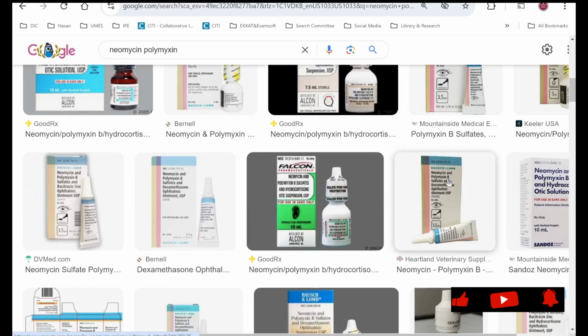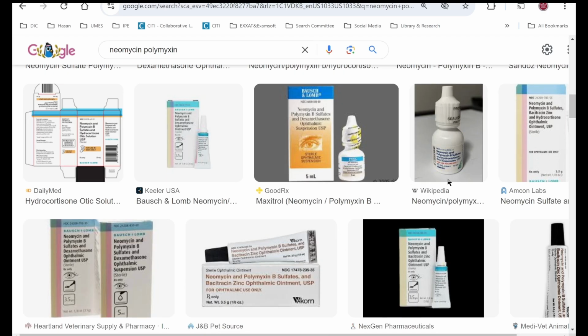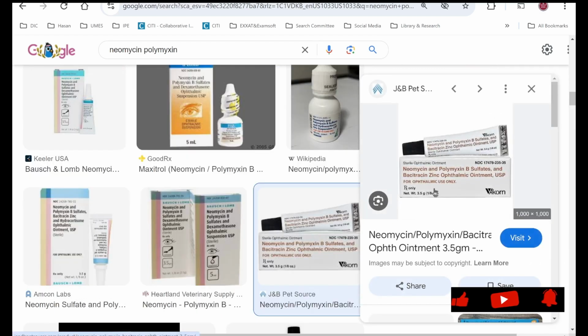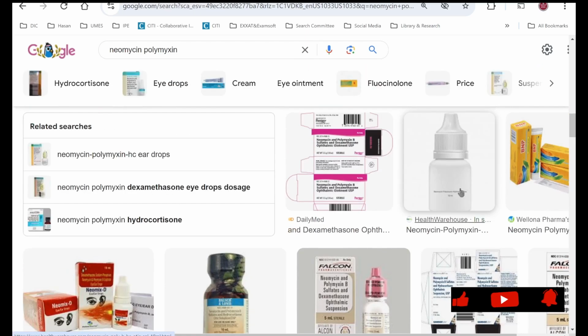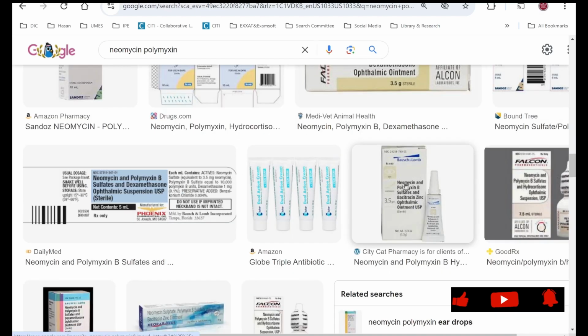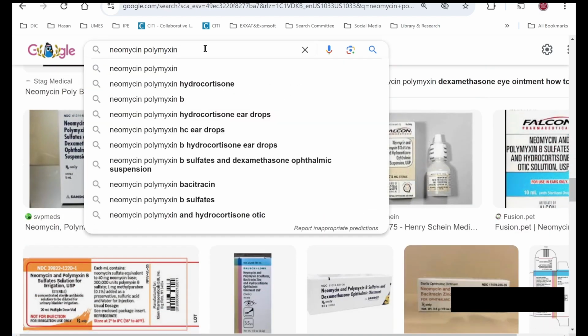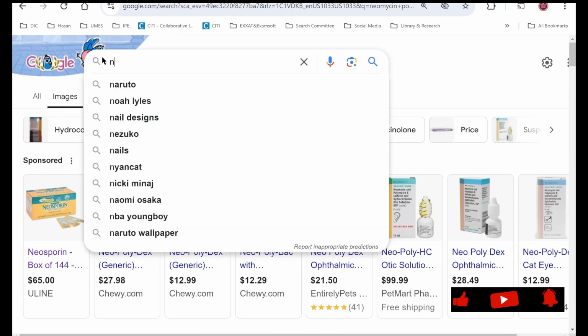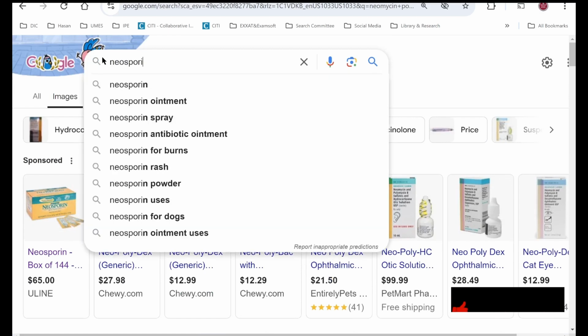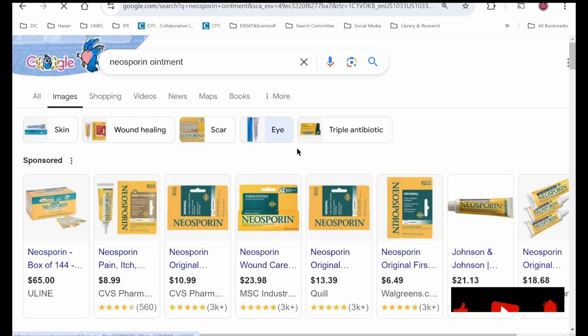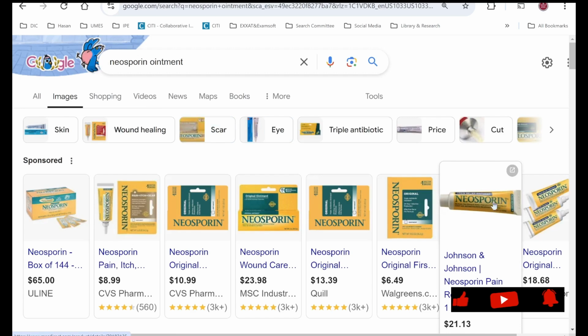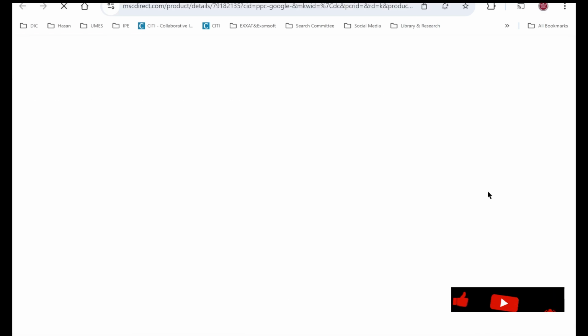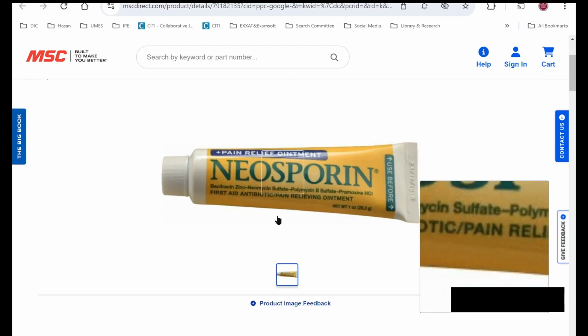Scroll down to see if we have anything else for the skin, for example. If I click on this one here, neomycin, polymyxin sulfate, bacitracin zinc, ophthalmic ointment, for ophthalmic use. Okay, we have neomycin on the market for the skin. If you click on the first one here, Neosporin. We have Neosporin ointment, available from Johnson & Johnson. So this one is for the skin, applied to the skin.